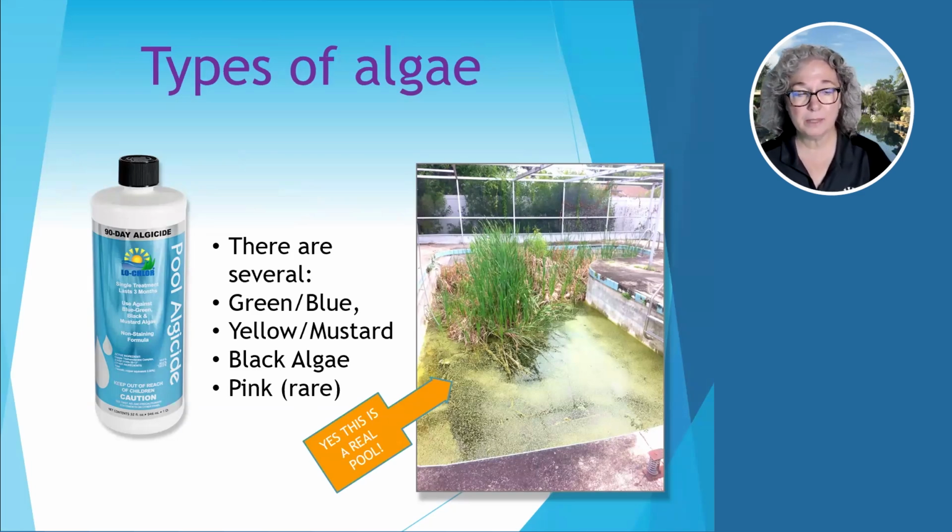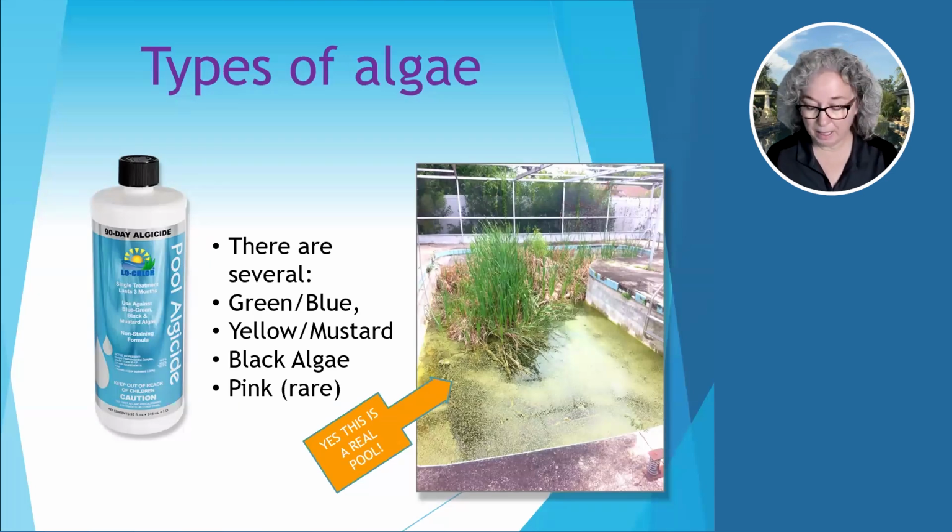So there's different types of algae. You have green blue, which is typically what we see. Yellow mustard, we see a lot of that. Black algae, a common problem we all face. And pink algae is very rare, but it is out there.